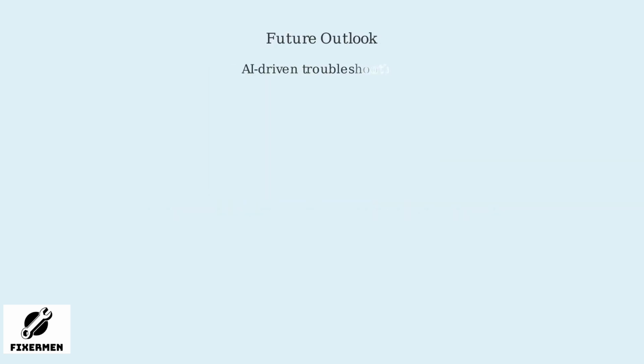Looking ahead, T-Mobile is improving AutoPay with AI-driven troubleshooting and blockchain-based verification for enhanced security. This should reduce failures to just 5% by 2028.